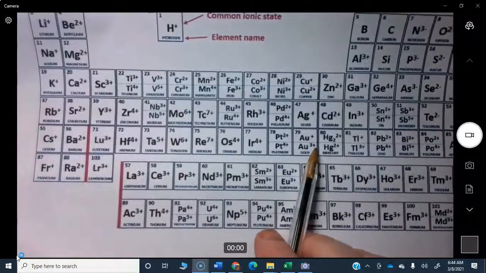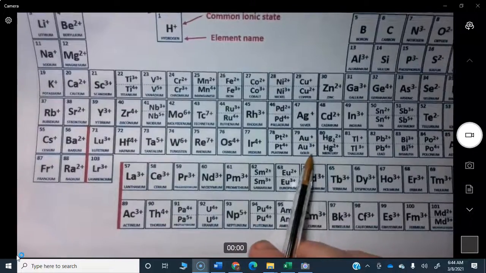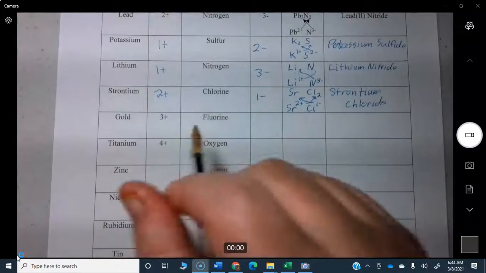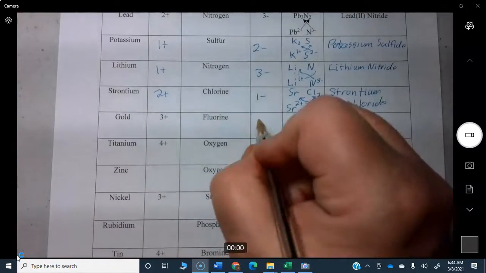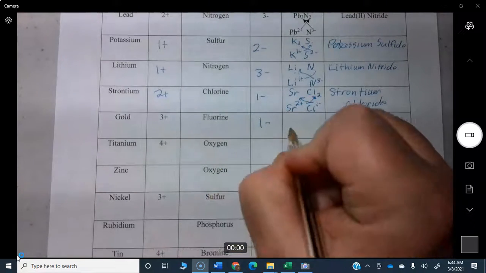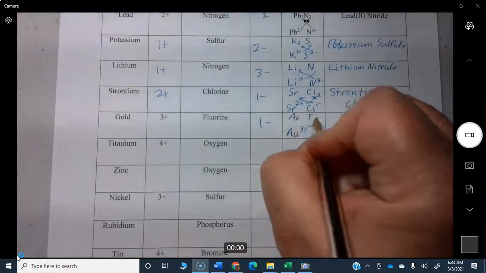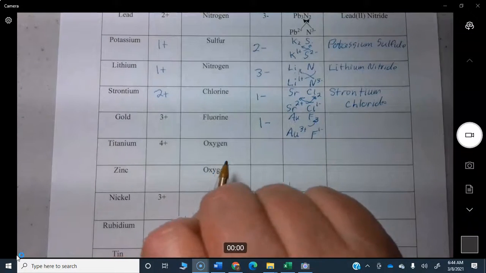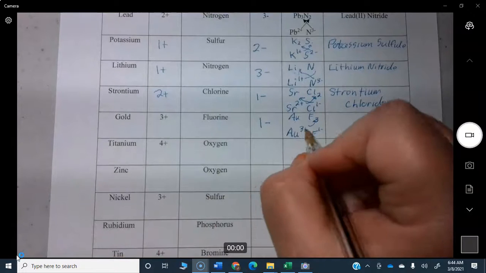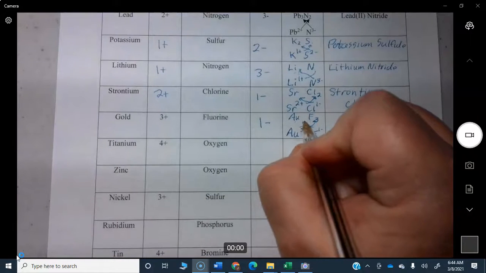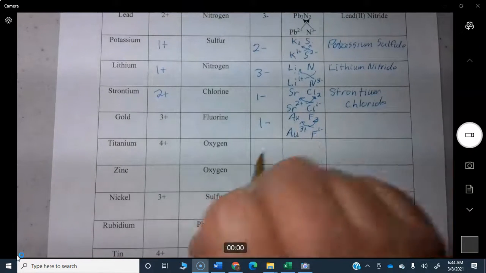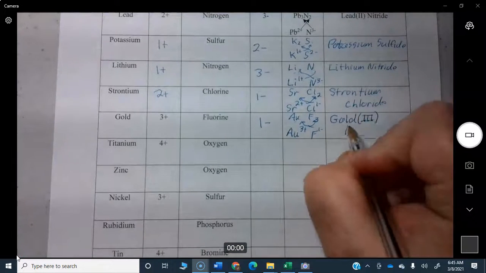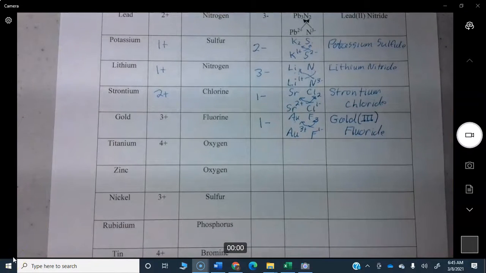Gold, 3 plus, so that has more than one charge, so we needed to tell you which one. There it is, Au. It could be a 1 plus or a 3 plus, so we're going to use the 3 plus. And fluorine is a 1 minus. You can get that off the periodic table. So it's AuF3 is the chemical formula. Cross the arrows. Okay. Again, you don't have to write the 1. So it's gold 3 fluoride is the way you would say that name.